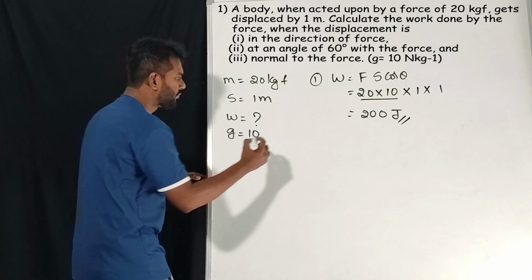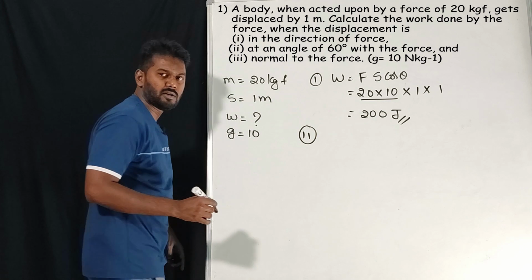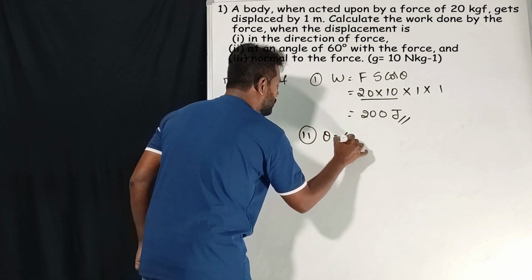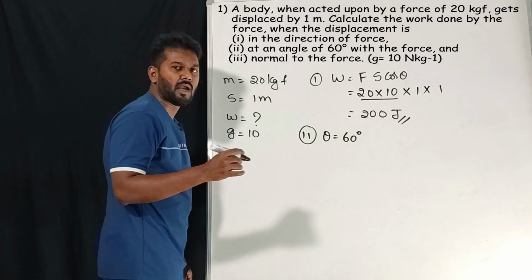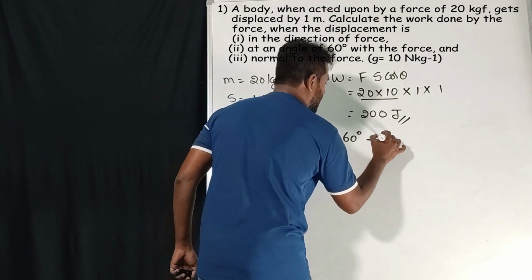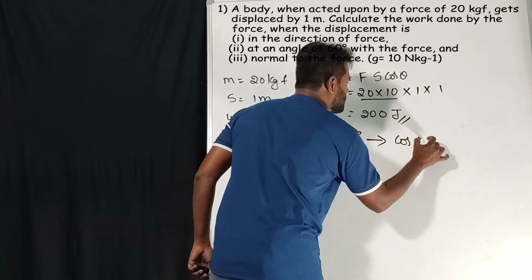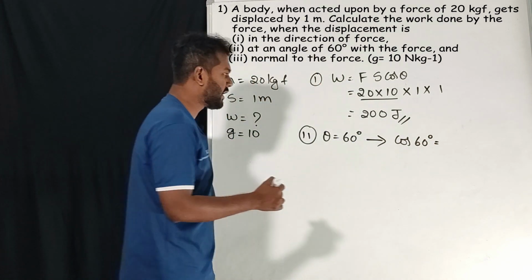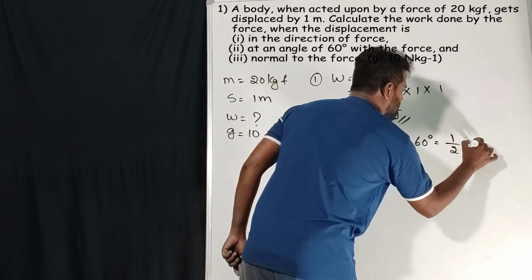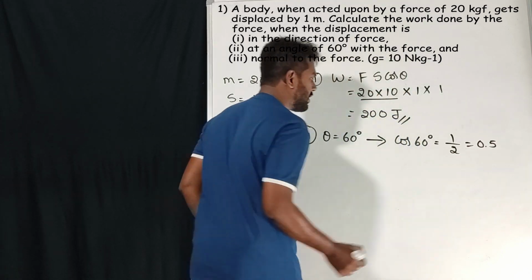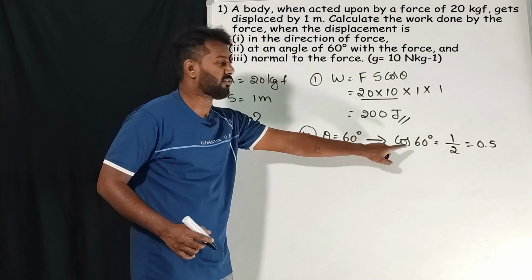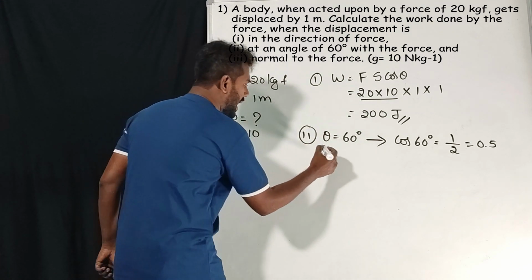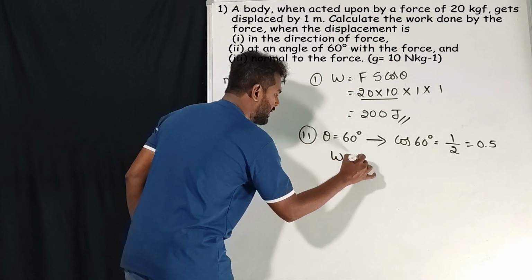See the second one. In the second one, they have given theta value. So theta is equal to 60 degree. If theta is equal to 60 degree, then what is cos 60? Cos 60 is equal to 1 by 2. Correct. 1 by 2, that is nothing but 0.5. So whatever the value we got for cos 60, we are going to substitute in the same formula to get the answer. Again in this question we are going to find work done.